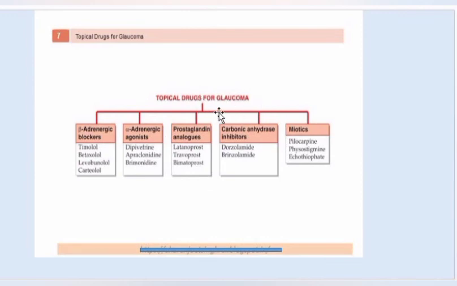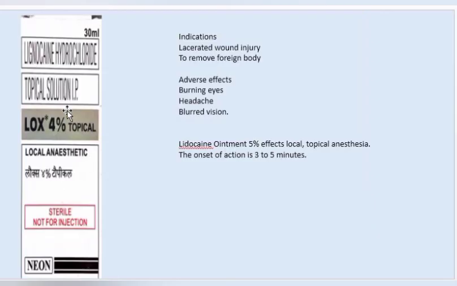And the topical drugs for glaucoma. Classification is very important, so you have to remember this classification. At least when they ask you, you should be able to say a few drug names, or if you can, tell them the proper classification for glaucoma. The next drug we will be studying is the analgesic, lignocaine hydrochloride 4% topical solution. The indication is usually for lacerated wound injury, to remove a foreign body. Adverse effects are quite similar to others, and it usually shows an effect in 8 to 10 minutes. That's all about lignocaine, nothing much you will be asked about from here.